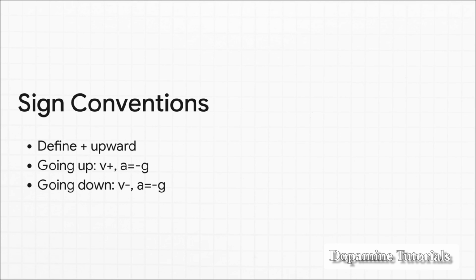That means if an object is thrown straight up into the air, its velocity is positive, but gravity is pulling it down, so a is negative g. If it's falling down, well, then both its velocity and its acceleration are negative. Applying this sign convention consistently from the very first second to the last is the single biggest secret to avoiding those common, incredibly frustrating mistakes on complex physics problems.